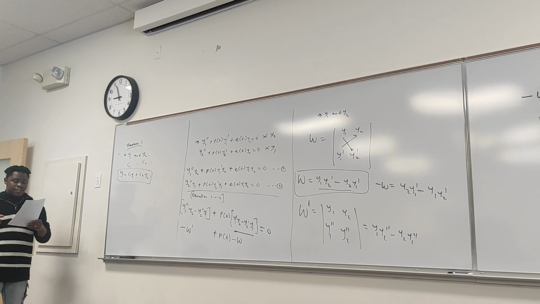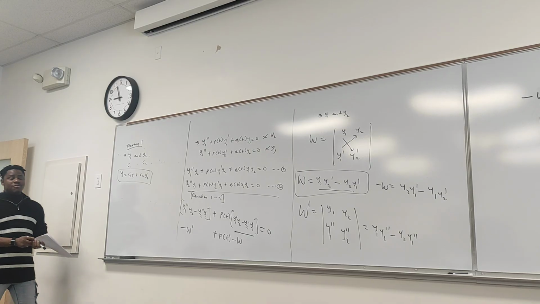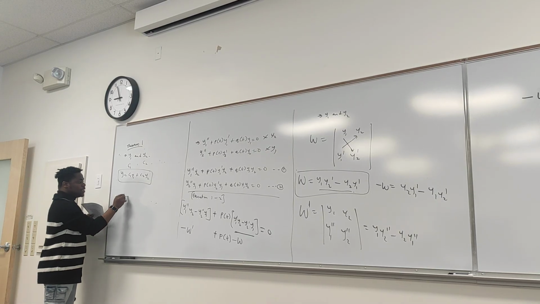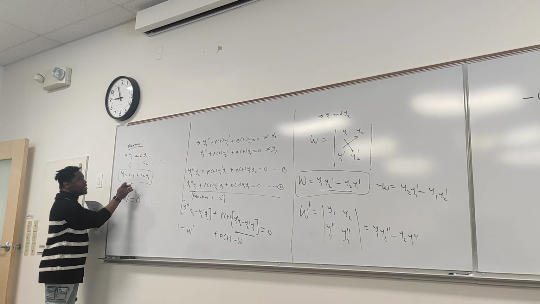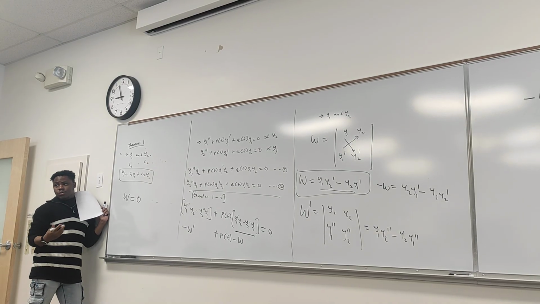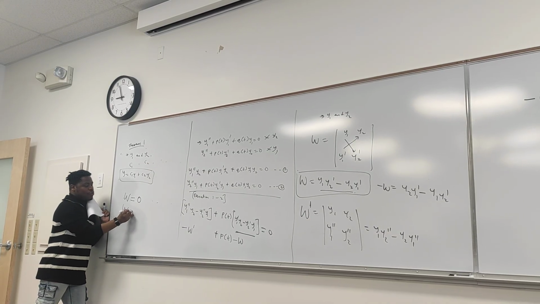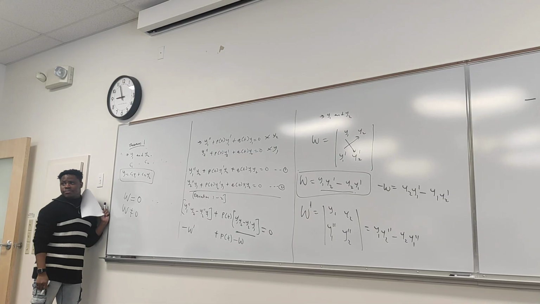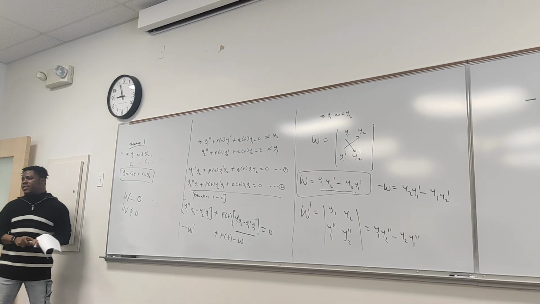And the second theorem here is saying that if the Wronskian is equal to 0, then these two are not solutions to the differential equation. For these two to be solutions, the Wronskian would not be equal to 0. So that's what this theorem is saying.